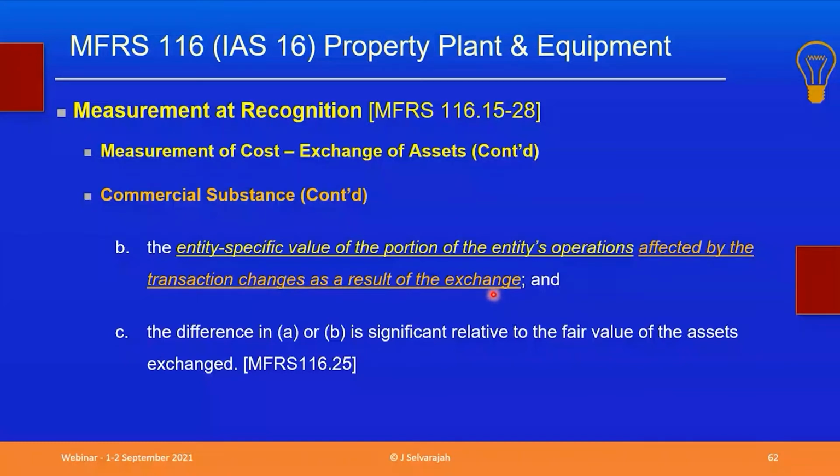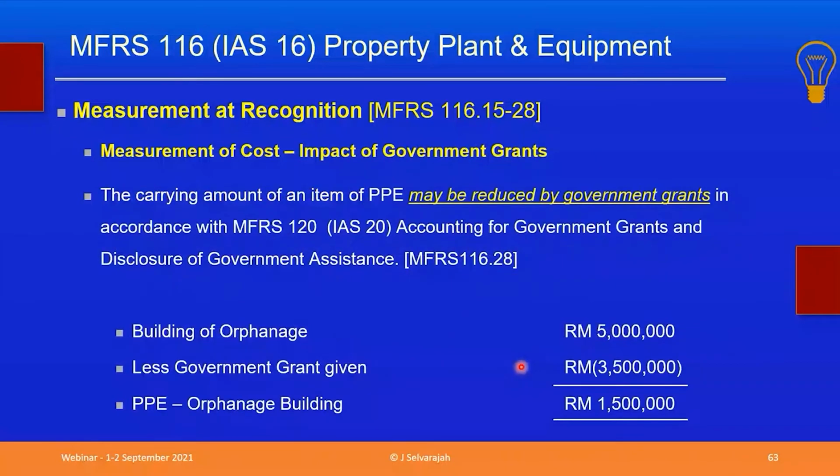Now, sometimes you may have a shop lot and you exchange it for a shop lot somewhere else. Would your operations be affected? You must have a reason for affecting it. Nobody changes for fun of it, right? And that will be a commercial value, why you change. Maybe you are relocating. And the difference in A or B is significant relative to the fair value of the asset. Now, if these are the elements in that exchange transaction, it means it has a commercial value. Otherwise, there is no commercial value and it is probably a fraud, right?